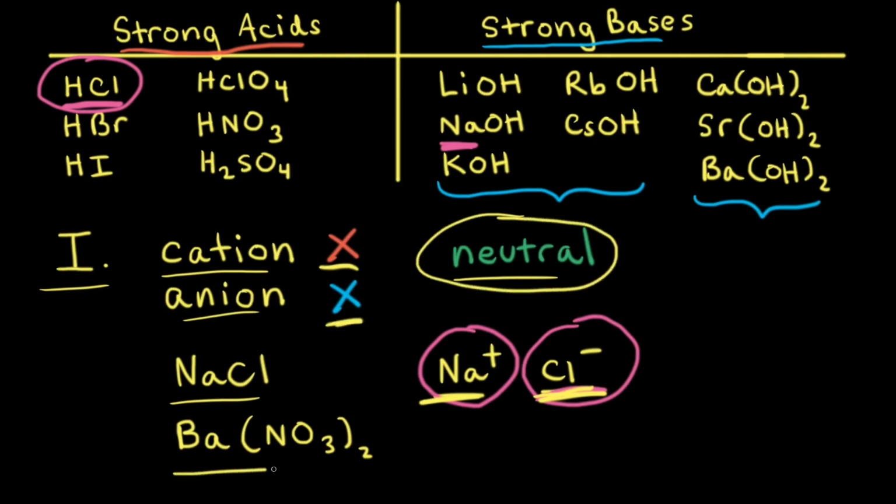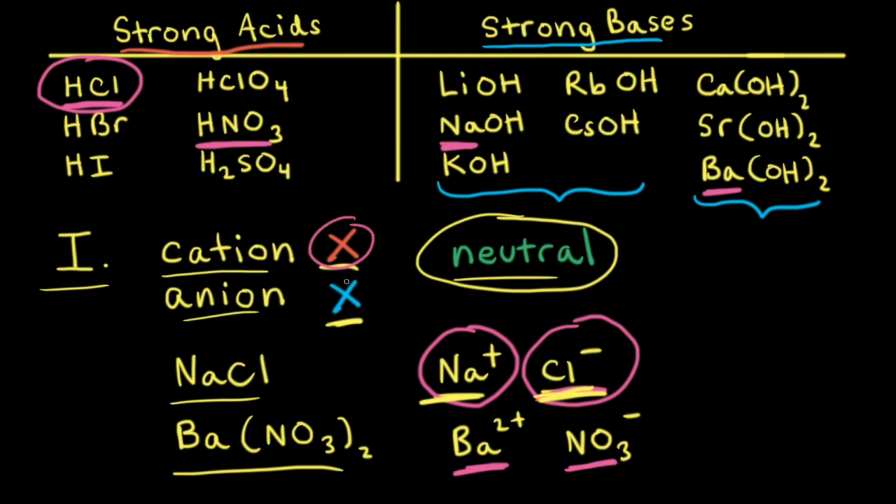As another example, let's think about barium nitrate. Barium nitrate consists of the barium 2+ cation and the nitrate anion. Because the barium 2+ cation is from the heavier group 2A, the barium 2+ cation will not react with water. And because the nitrate anion is the conjugate base to a strong acid, which is nitric acid, the nitrate anion will not react with water. Since neither the cation nor the anion will react with water, an aqueous solution of barium nitrate will be neutral.